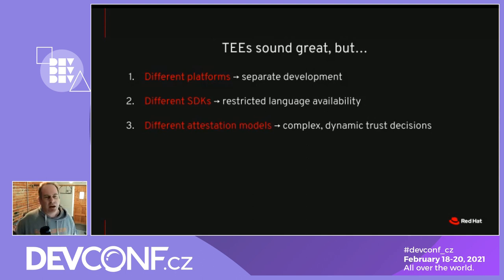Now, this is a key one: different attestation models. I haven't talked about attestation. Attestation is basically proving and checking that what you're running in is really what you think it is. So we're going to set up a trusted execution environment instance, a TE instance. But how can you be sure that what you're about to put your sensitive application into is really protected in the ways that you think it should be? Well, the answer to that is attestation, and there are cryptographic protocols to allow measurements to be made and checked.